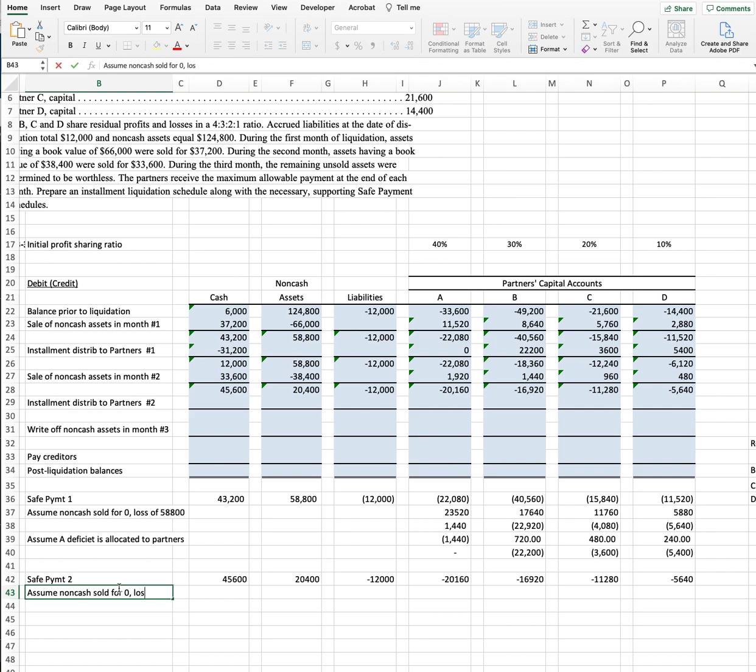So loss of 20,040. And we have to distribute that to the partners. And so we'll say equals 20,040. Lock that in, times 40%. Pull that all the way across and do a sum.